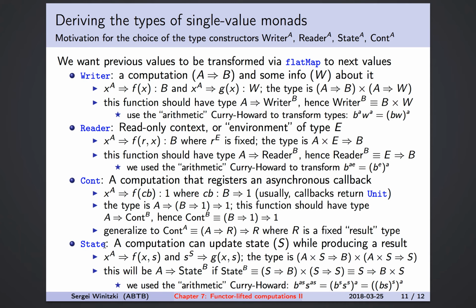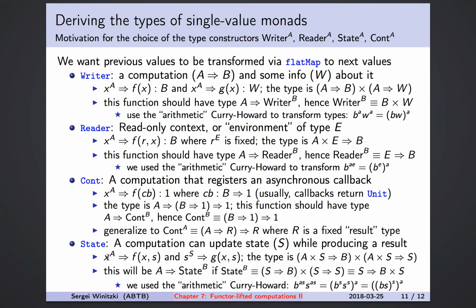Finally, let's look at the state monad. State monad is a computation that can update the state while producing a result. So what does it mean? Such a computation looks like this. First, we take some x of type A. We take the previous state of type S, and we produce some new value of type B using those two. At the same time, we produce a new value of type S from the previous state. So we at the same time change the state and we compute a new value. And while we're computing a new value, we can use the old state. And while we're changing the state, we can use the value x that was given to us.